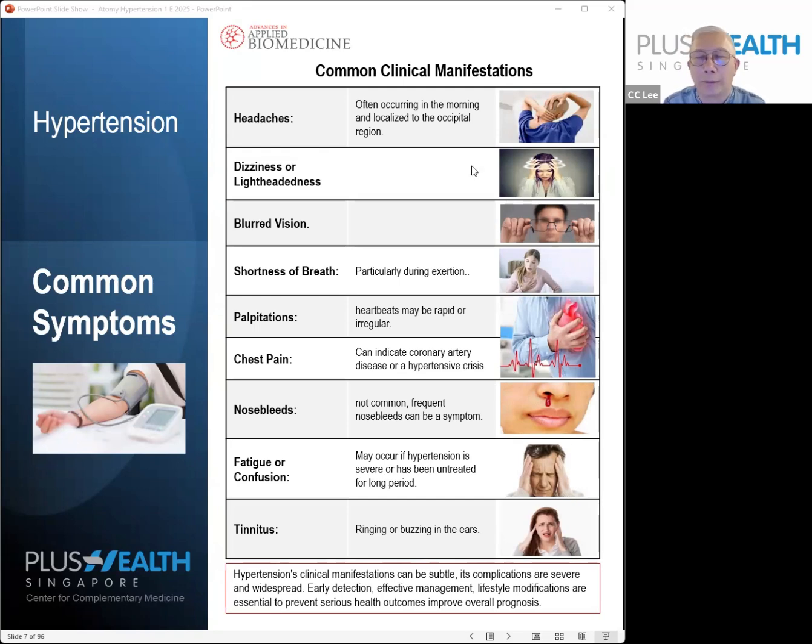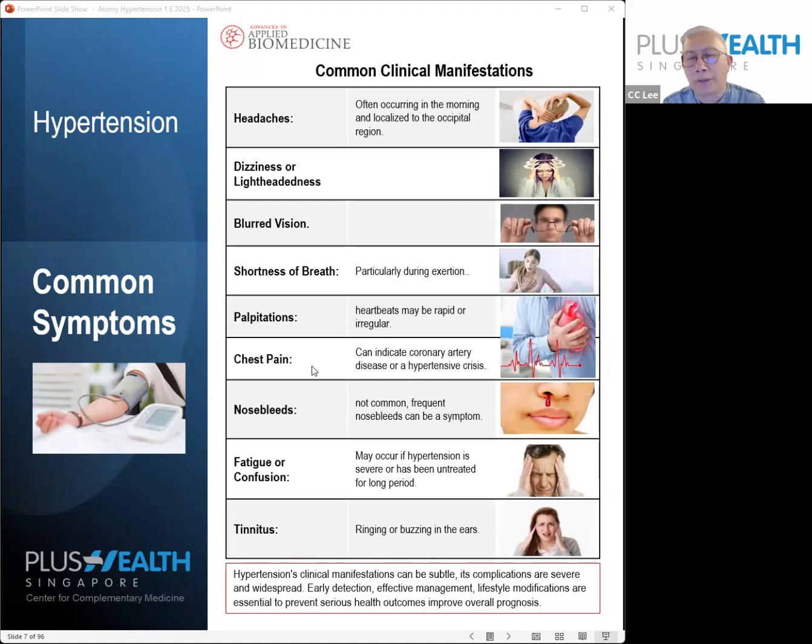Then of course, if you are having hypertension, you may have dizziness or lightheadedness. Your vision can be blurred. And in more severe cases, sometimes you can suffer from shortness of breath, or an irregular or rapid heartbeat.